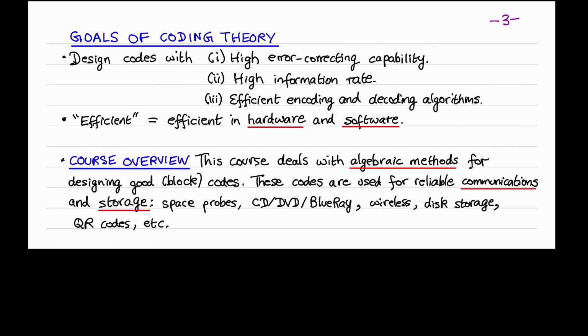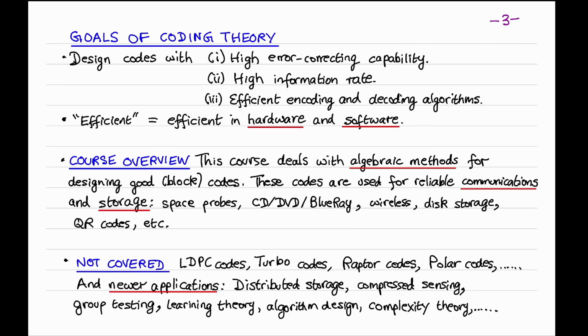This course deals with algebraic methods for designing good block codes for reliable communications and storage. The focus will be on error correction, not on error detection. The codes we'll study are used in wireless communications, space probes, CD, DVD, and Blu-ray players, storage, QR codes, and in many other applications.